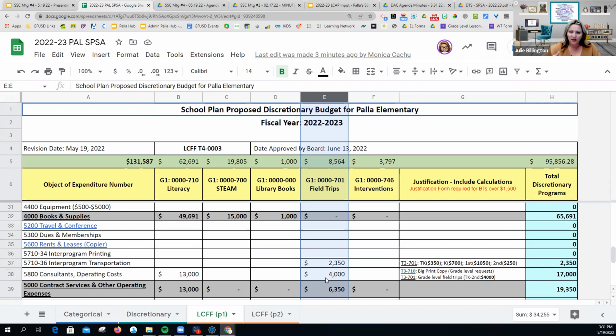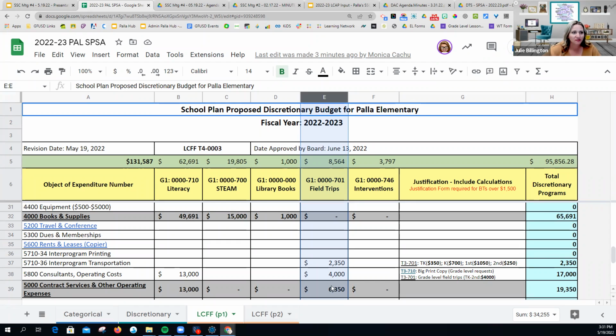our third, fourth, and fifth, the registration is paid for by the district. And so I don't have to pay for that piece, but I do need to pay for TK, K, first and second. So I have money allotted for that as well in these line items.